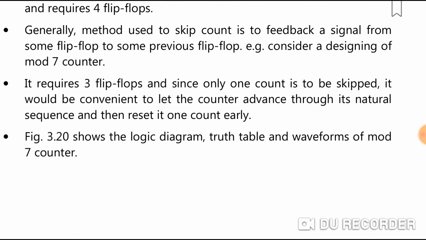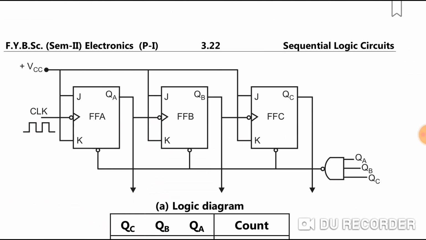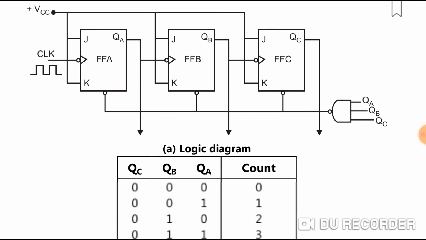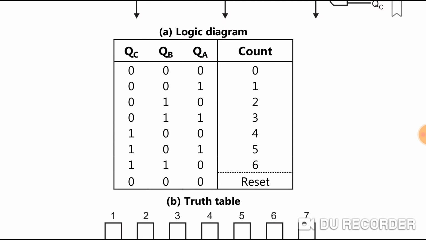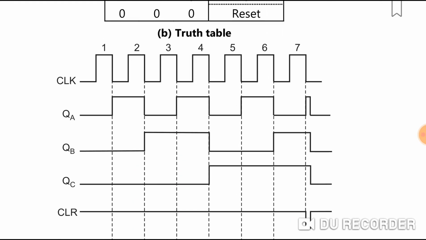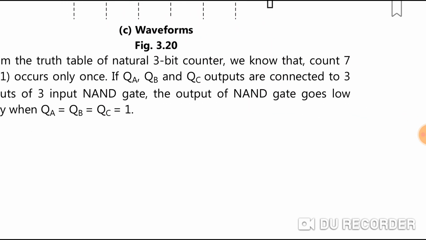This is the logic diagram, truth table and waveform of the mod 7 counter. So this is a mod 7 counter. VCC, 3 flip-flops are there and the preset is connected through a NAND gate with QA, QB, QC. Now QA QB QC goes 000, 001, 010 up to 110, which is 6, and at the 7th pulse it resets. So this is the waveform of the mod 7 counter.